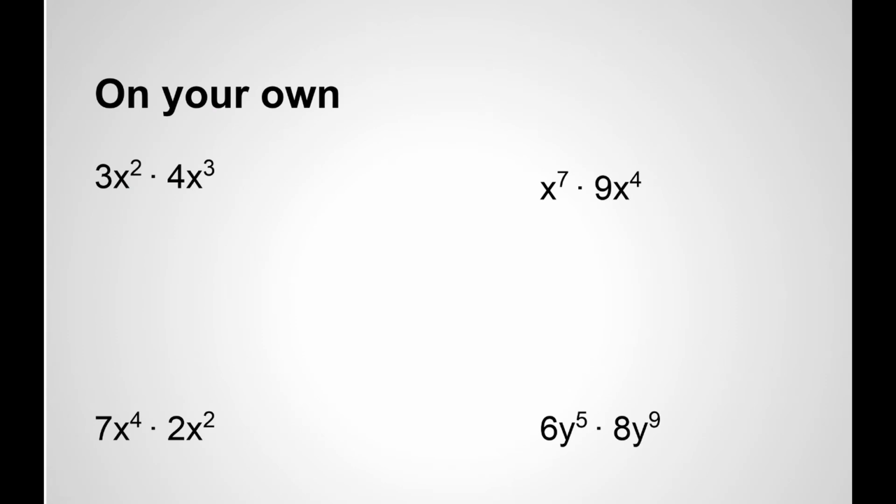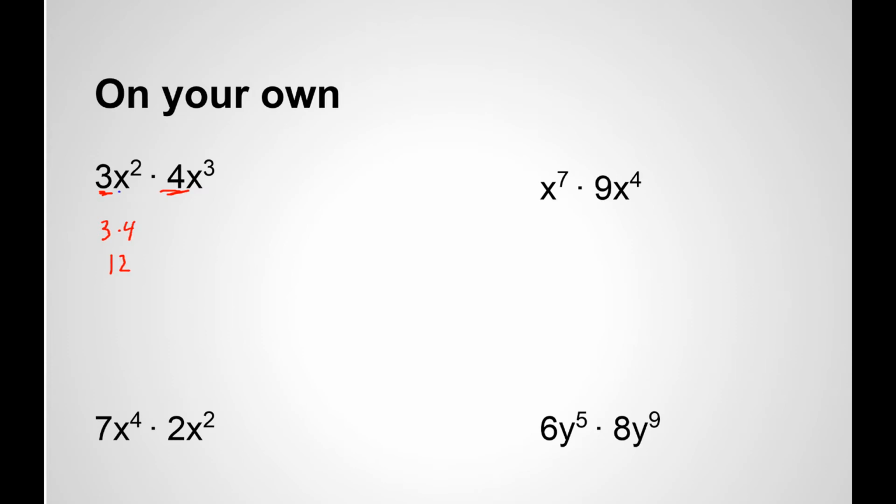So if we look here at these problems, I want you to do a couple of these, but I'd like to give you a couple more examples. Let's look at this first problem over here. We have 3x squared times 4x to the third. It's kind of like a combining like terms situation. If we look at the coefficients in front of the x's, we still multiply those like normal. So 3 times 4, and that'll give us 12.